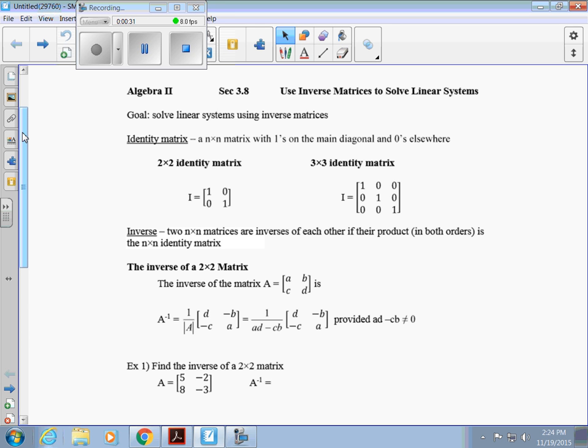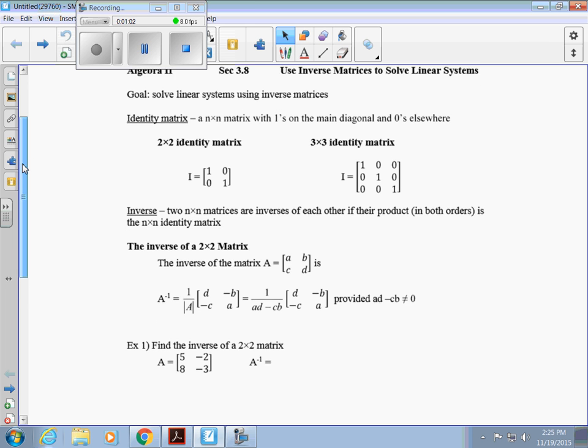An identity matrix is an n by n matrix with ones on the main diagonal and zeros elsewhere. So again, n by n means it's a square matrix, so it's a 2 by 2 matrix. Notice we have the main diagonal having ones. And then also in the 3 by 3, the main diagonal has ones, and everything else is a 0 when we look at our identity matrix. So we're going to use that to find the inverse.